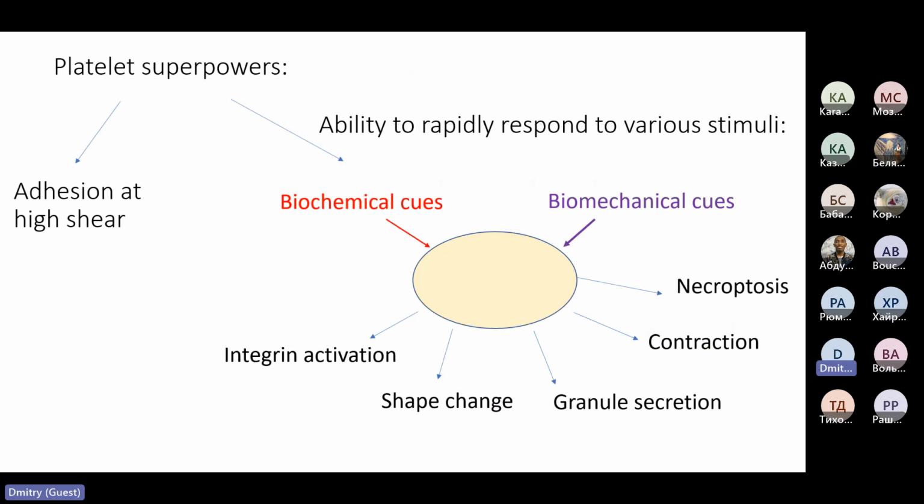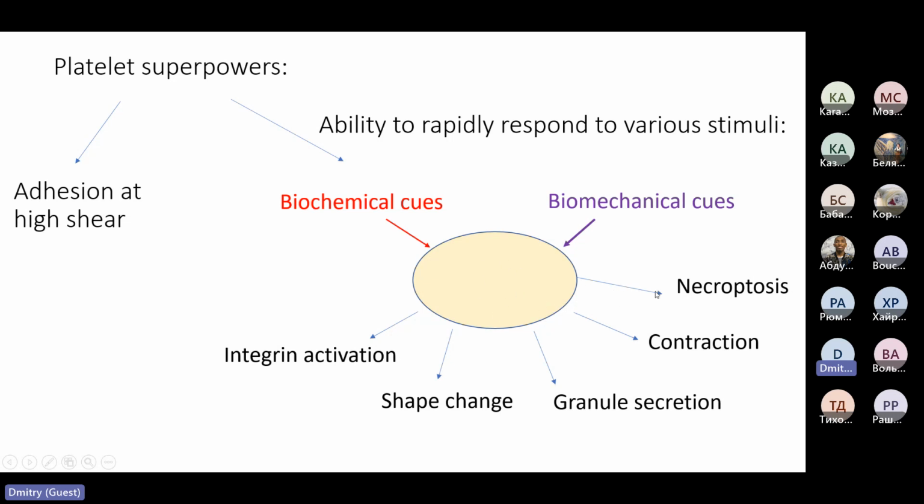So as people who normally were focused on primary hemostasis and platelets, I would like to emphasize that from our point of view, the platelet as a cellular unit of primary hemostasis has its own superpowers. So first, it can adhere at high shear, probably most of you know it. And second, it can rapidly respond to various stimuli, so to biochemical cues or biomechanical cues. In response to these stimuli, the platelet can activate integrins, which allows it to firmly arrest and to aggregate with other platelets. It can also change its shape. It can secrete granules. It can contract like a small tiny muscle.